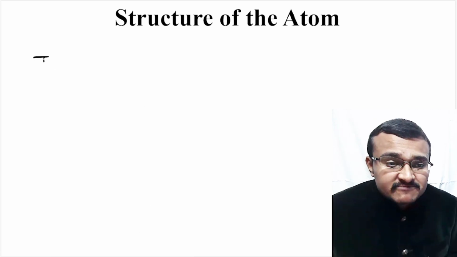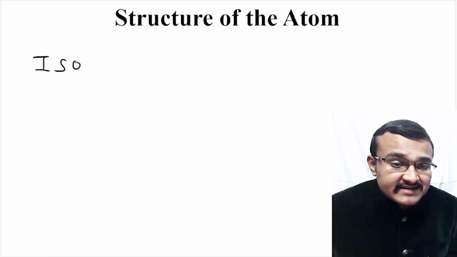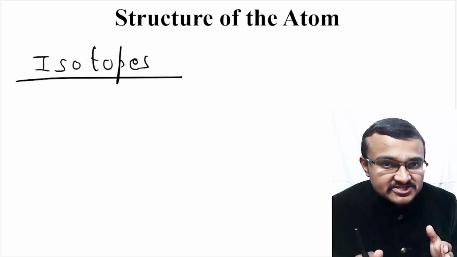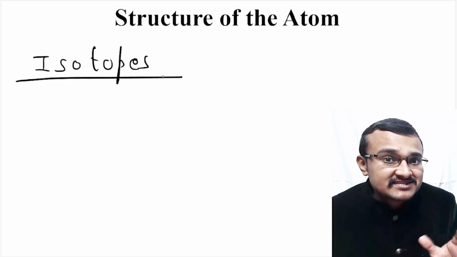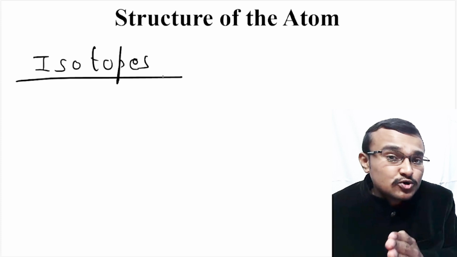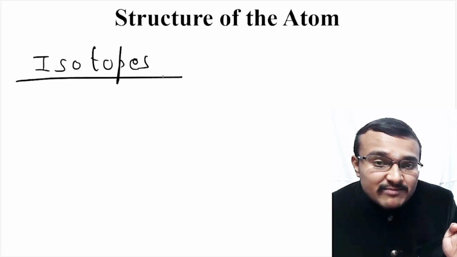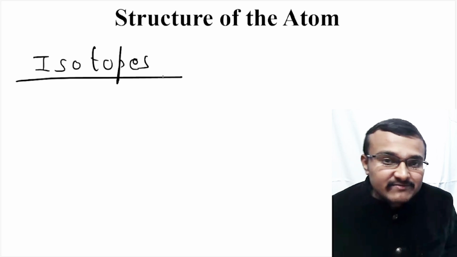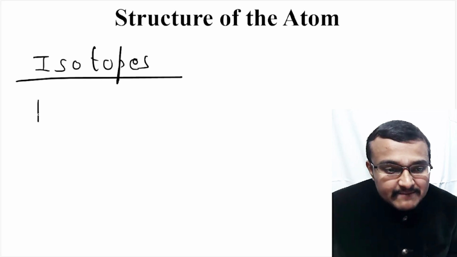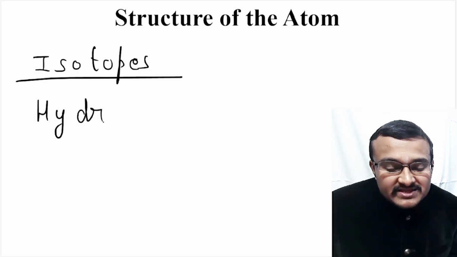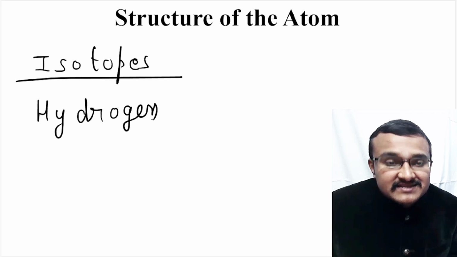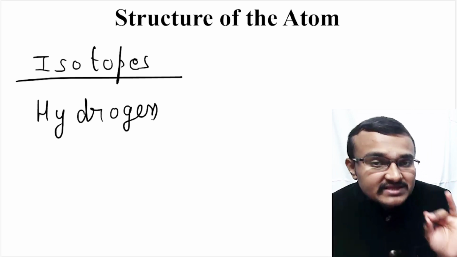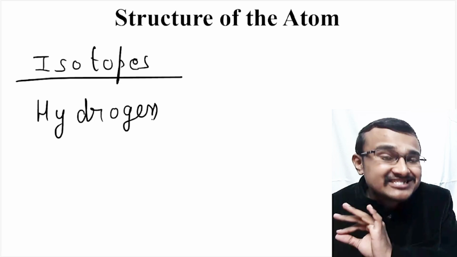So coming to the next concept in this chapter, that is isotopes. What do you mean by isotopes? In nature, a particular element exists in different forms. If you sum up all those forms, you get 100% of that particular element in nature. For example, if you consider hydrogen, it exists in 3 forms: one is protium, the other is deuterium, and the third one is tritium.